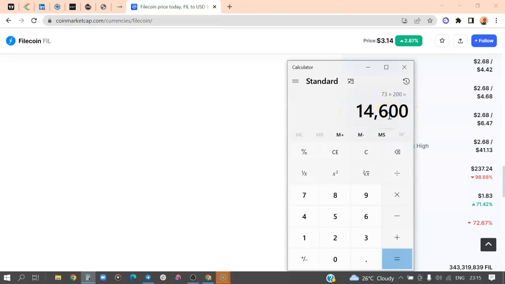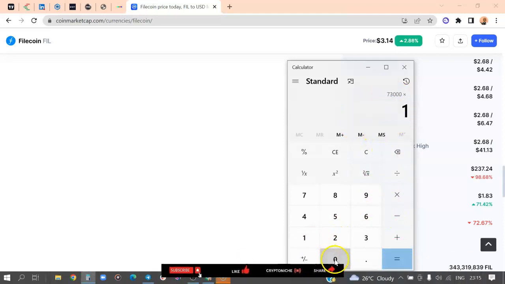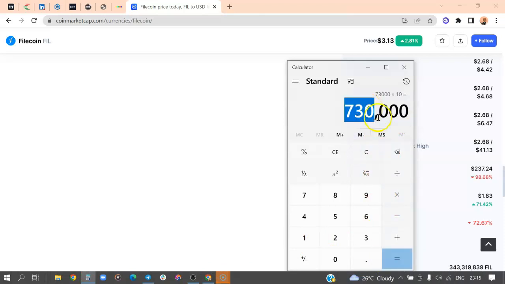If that is the case, this is almost enough to buy a nice used car. So imagine an investment of $20 a month. And if you are buoyant enough to invest $1,000 into this, that will give you $73,000. If you invest 10,000, that will give you 10 times this.